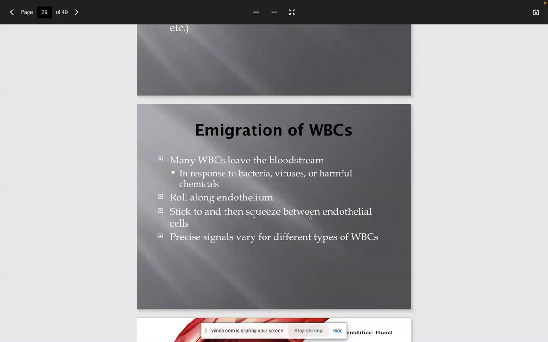This here is a process known as diapedesis, or just immigration of the white blood cells. It occurs due to a response called chemotaxis. This is just, it's like a chemical taxi, basically calling the white blood cell to come out of the capillary and migrate to the area of inflammation. So we'll read the text here. Many white blood cells leave the bloodstream in response to bacteria, viruses, or harmful chemicals.